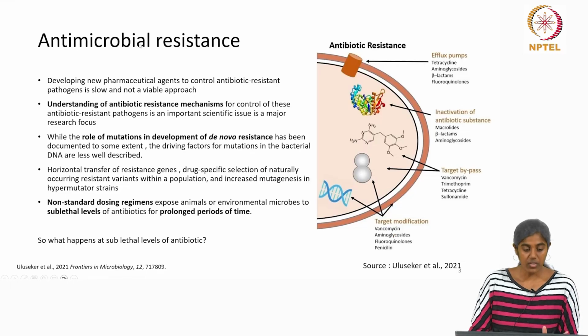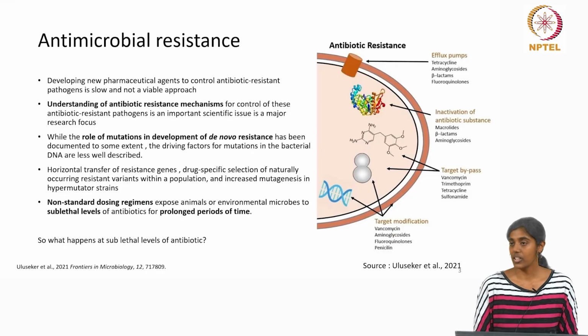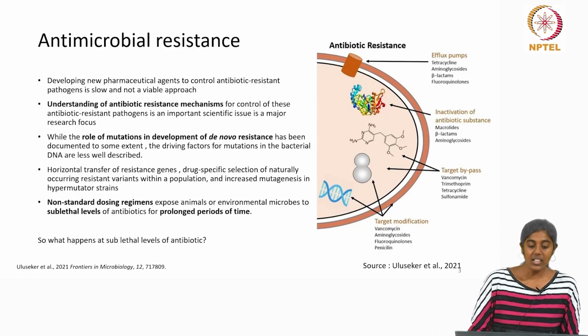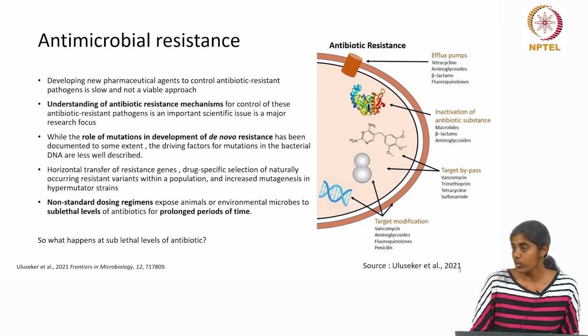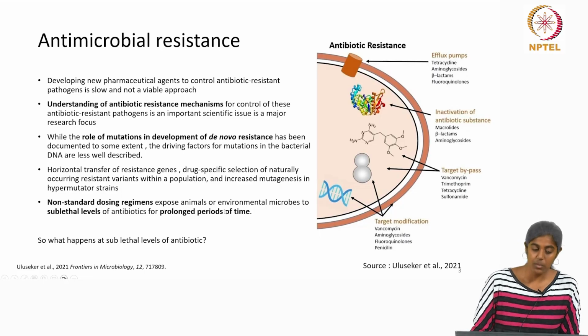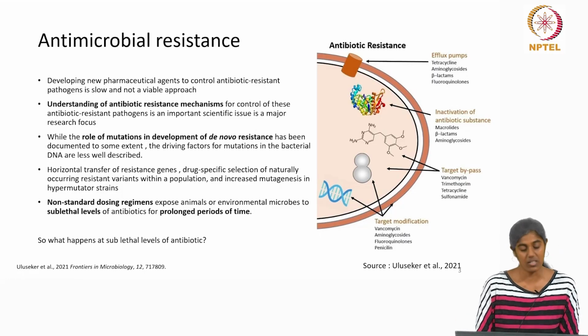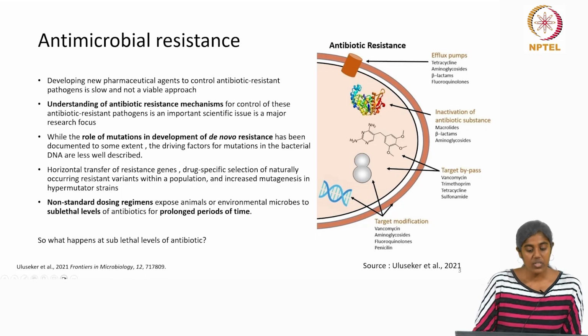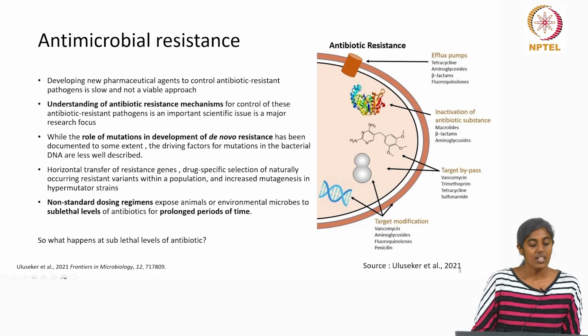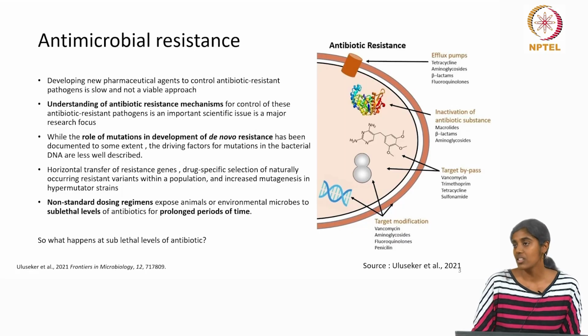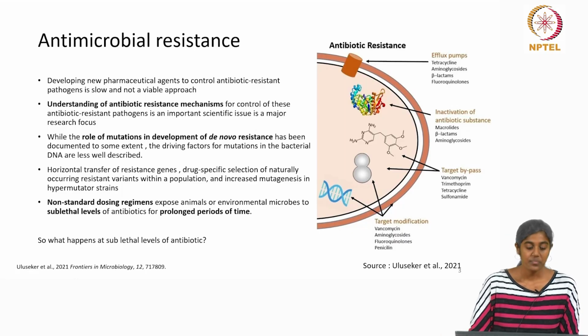In general, antibiotic resistance is when a previously susceptible strain to a particular antibiotic is now not susceptible to the same antibiotic. Understanding the mechanism behind this is very important, as we cannot keep generating new antibiotics; it's not a feasible option. Understanding the mechanism would help us inhibit the formation of antibiotic resistance. The role of mutation in the development of de novo resistance is documented, but how it happens has not been previously studied.